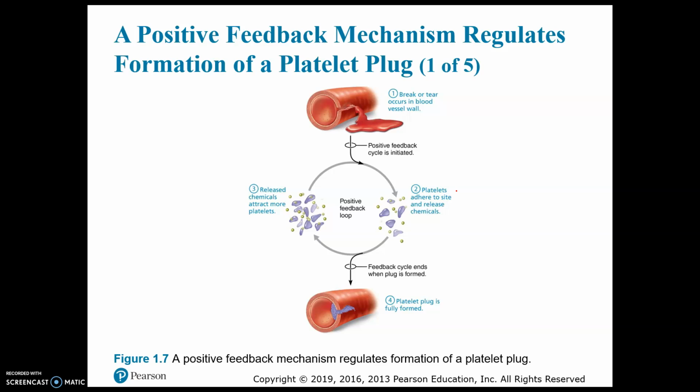Step 2, platelets, which are found in our blood. They're fragments of blood cells. We call them platelets or thrombocytes. They adhere to the site and release chemicals, some of the same chemicals that were released by the tissues that were torn. Those chemicals are going to cause more platelets to be attracted to the area of the wound. And this cycle is just going to go on and on. More chemicals, more platelets, more chemicals, more platelets, until you have a plug that has stopped the bleeding.